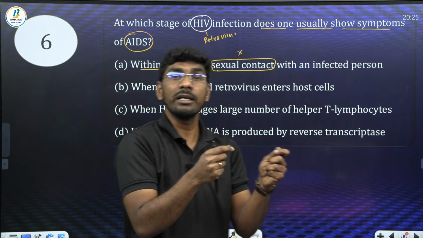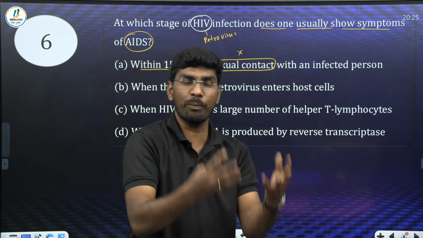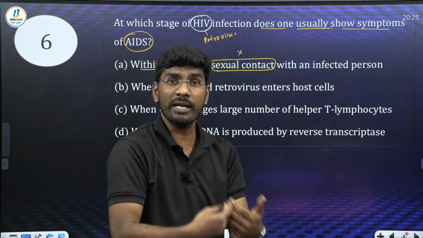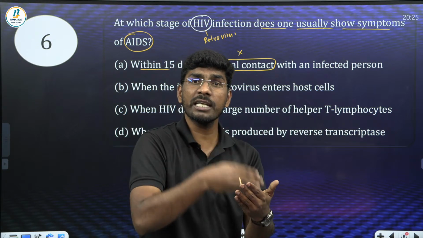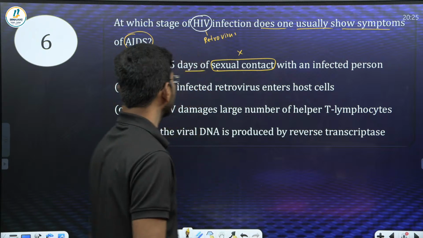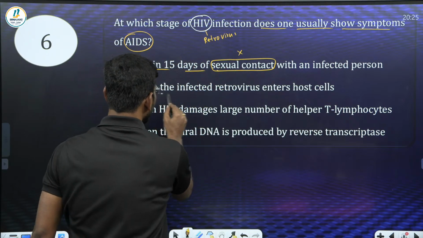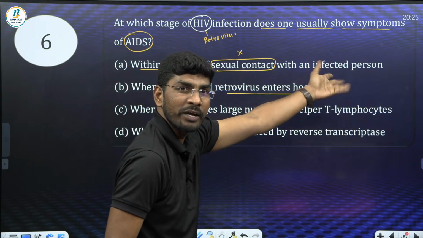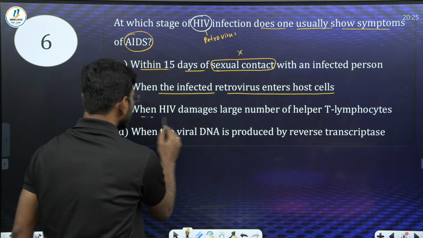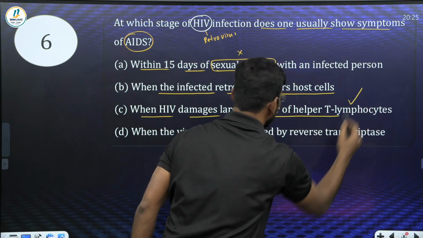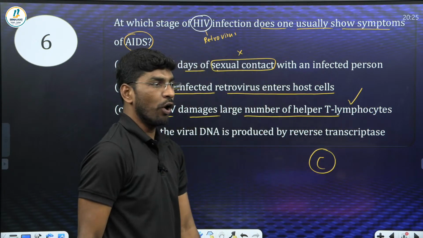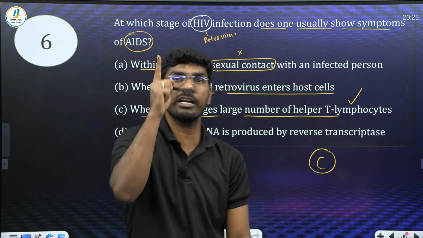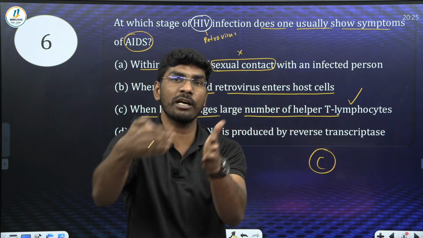AIDS is what? It is a syndrome, a group of diseases. Toxoplasma, Mycoplasma, different bacteria and parasites start to attack: diarrhea, fever, loss of weight, these are characteristic symptoms. So this is not the correct answer. When an infected retrovirus enters the host cell, at this time also there is no AIDS. HIV will not convert. When HIV damages a large number of helper cells, absolutely correct. Option C. How many of you gave option C? Yes, correct. Helper T cells are most important. When they get damaged, HIV slowly converts into AIDS.